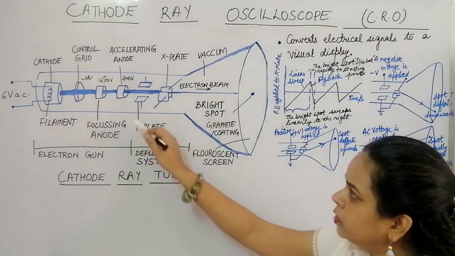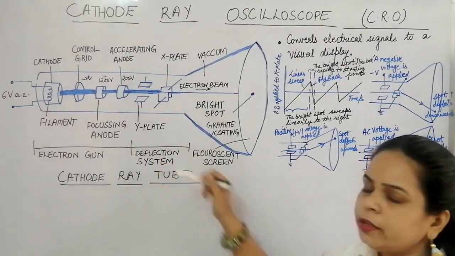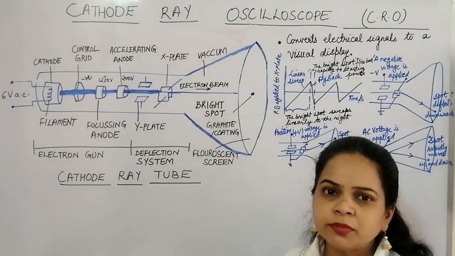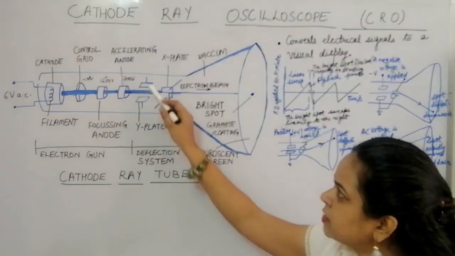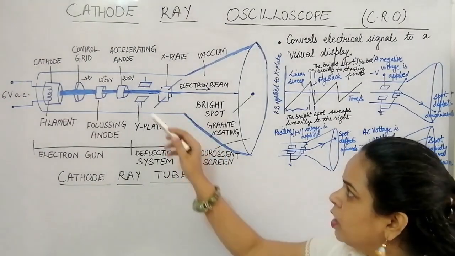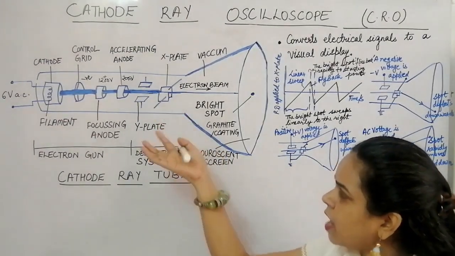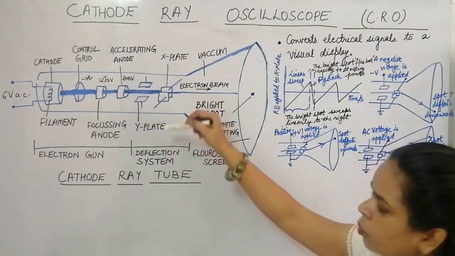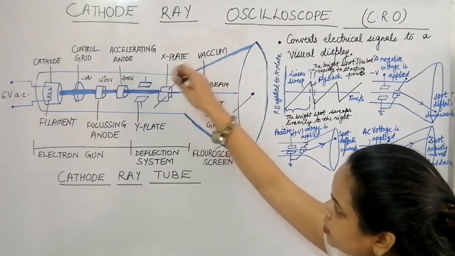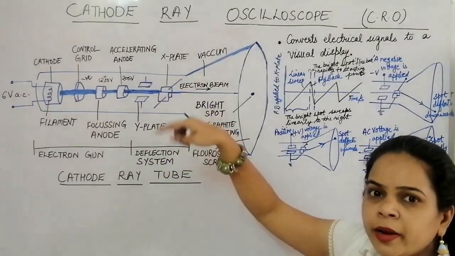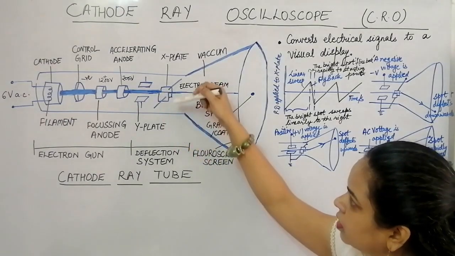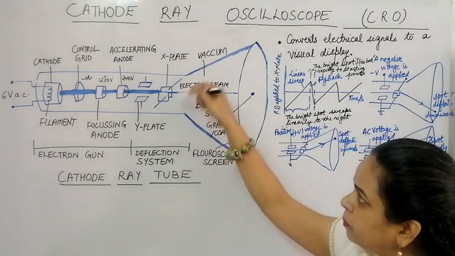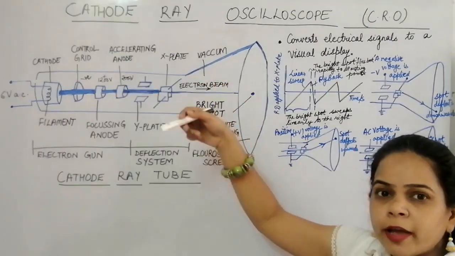Now the next constituent of the cathode ray tube is the deflection system. The deflection system consists of two sets of plates, the X plates and Y plates, and both are placed perpendicular to each other. You can see here that the Y plates are placed up and down, so the electron beam is made to move in the up and down direction. And here the X plates are placed vertically like this, so the electron beam would move left and right.